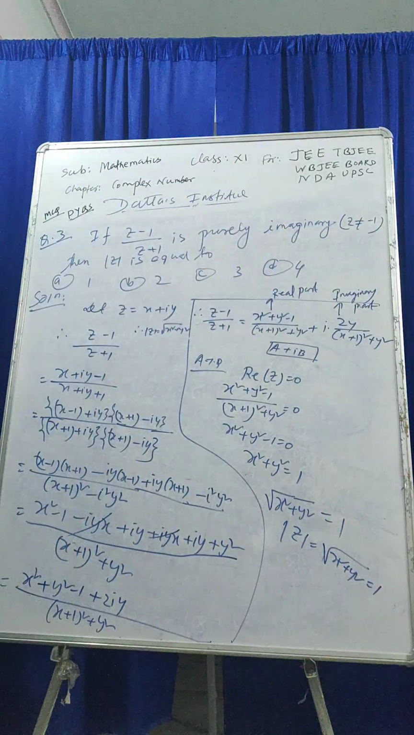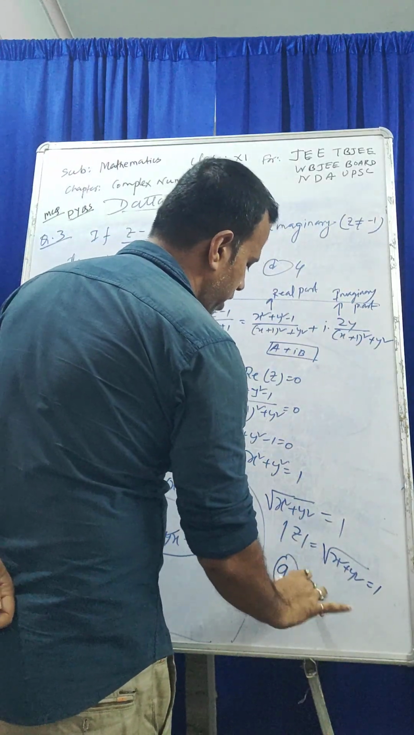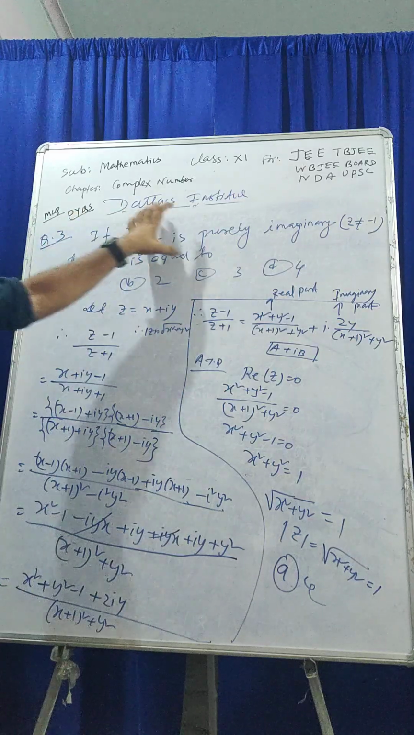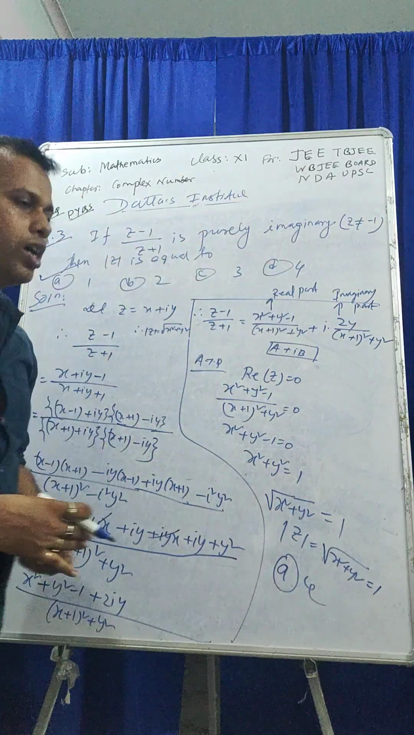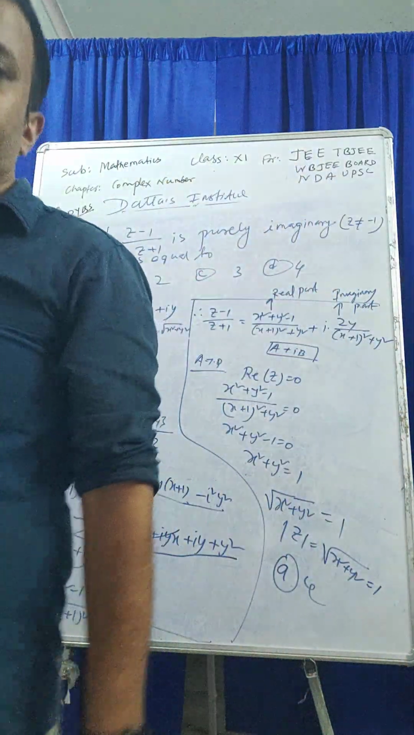So which option is correct? Option A is the correct answer. So if this one is purely imaginary, then mod z will be 1. That is, the modulus of the complex number will be 1. Okay, got my point?